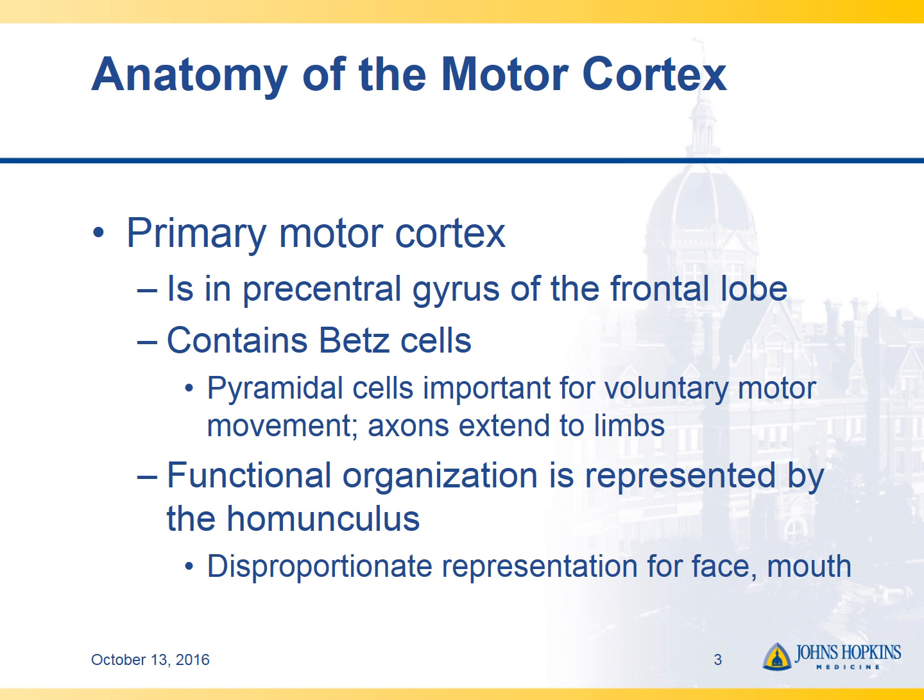The primary motor cortex is in the precentral gyrus of the frontal lobe. The primary motor cortex contains Betz cells, which are a type of pyramidal cell that is important for voluntary motor movement. The functional organization is represented by the homunculus, with disproportionate representation for the face and mouth because of the intricacy of functions and movements associated with these areas.